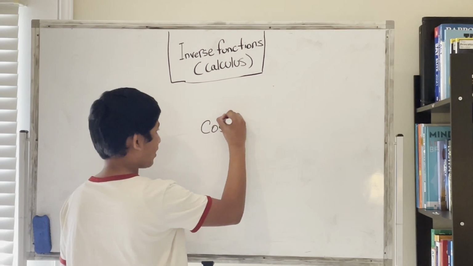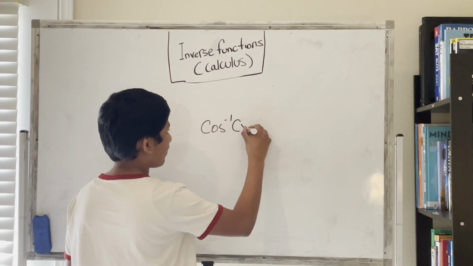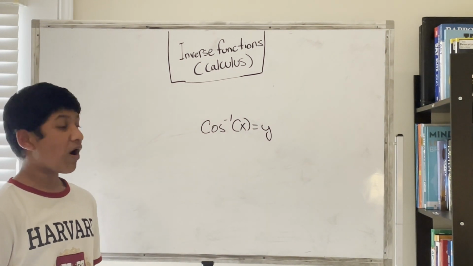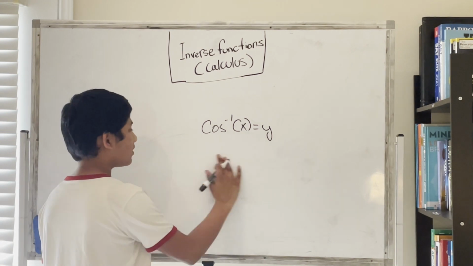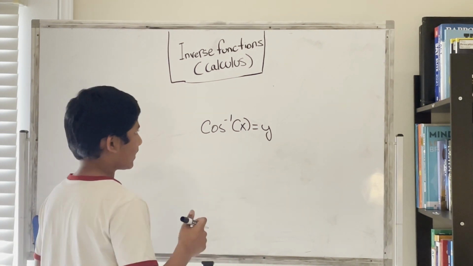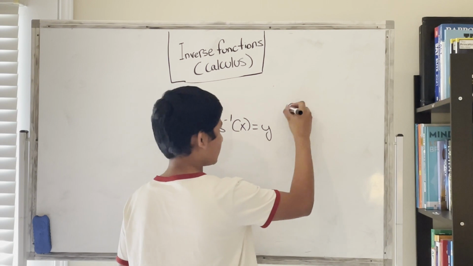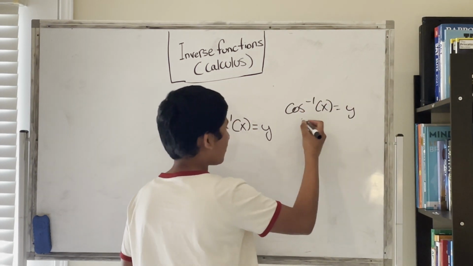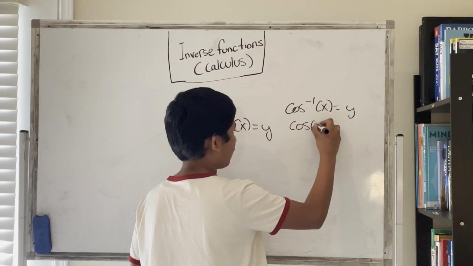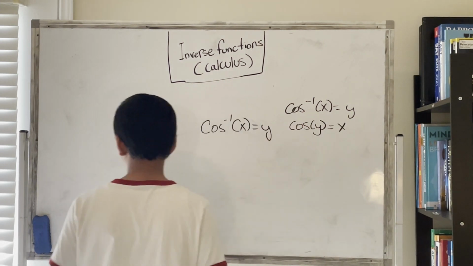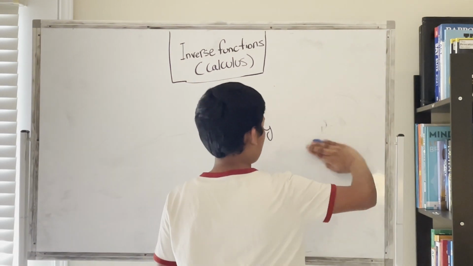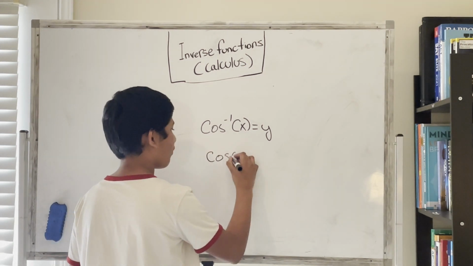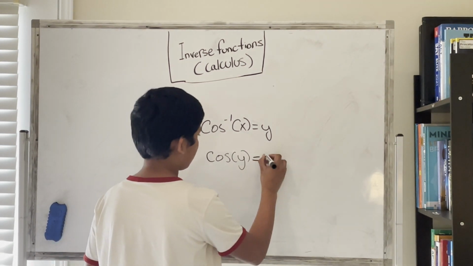So we have the cosine, and remember the arc cosine of x is going to equal y. And remember, you can call it the inverse cosine or the arc cosine. Neither is different. They both are the same thing. So now over here, we know that the arc cosine of x is equal to y. We know that we can just make this into cosine of y is equal to x. That's what we learned.